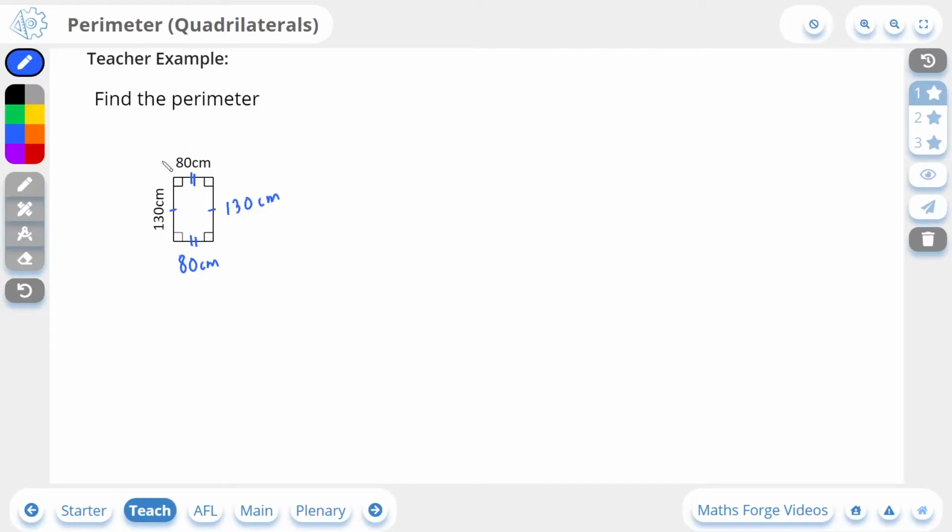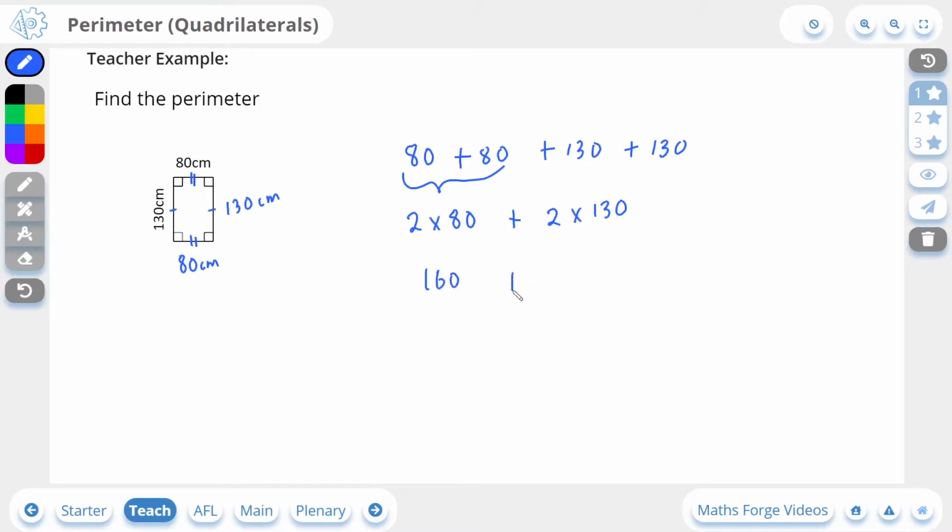Using this information, we can go ahead and find the perimeter. Now the perimeter is simply adding all of the sides in your shape together. So we're going to have 80 plus 80 plus 130 plus 130. Now a quick way of doing this is to multiply your 80s by 2, since there are two of them being added together, and add this value onto your 130s also being multiplied by 2. And so 2 times 80 is 160, plus 2 times 130, which is 260. 160 plus 260 is going to give us 420.